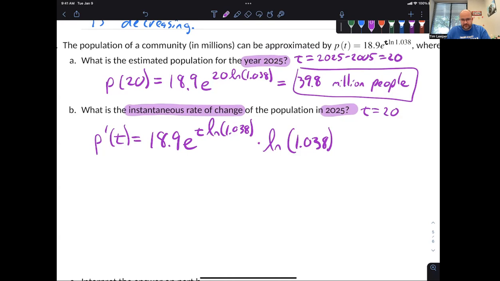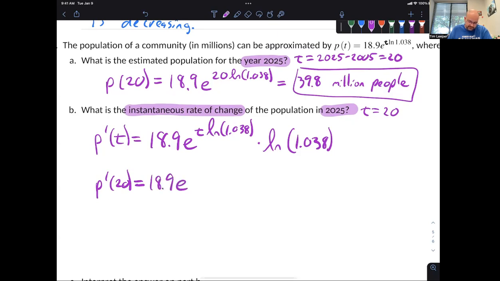I'm not a big fan of this. I don't think this is right. I'll come back to that later. But we want to find P prime of 20 here. Okay, yeah, that's right. So let's go type it all in.